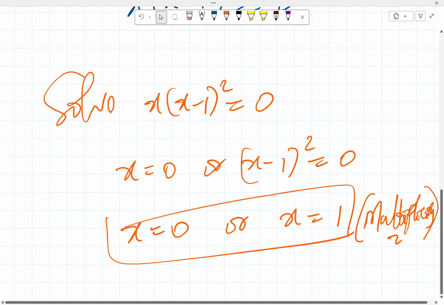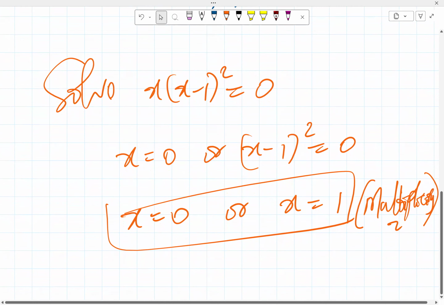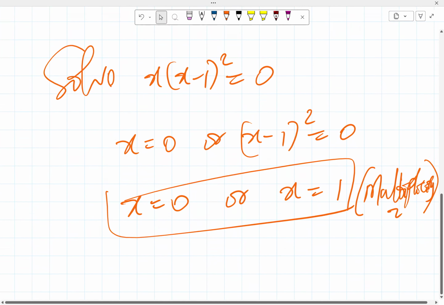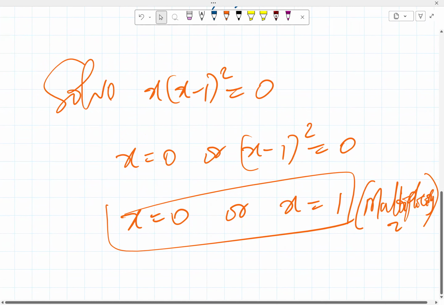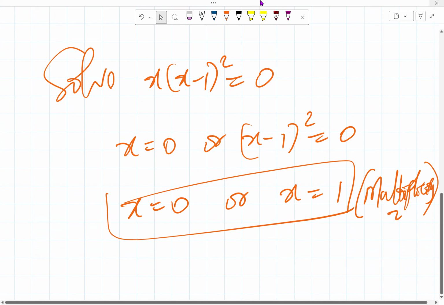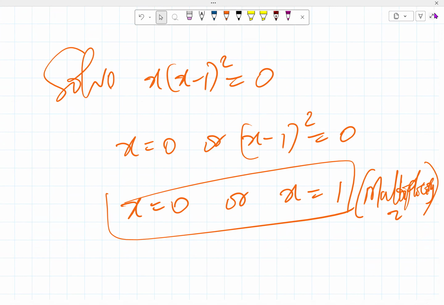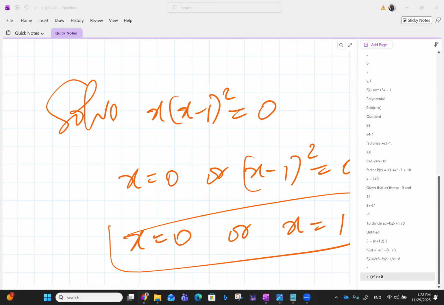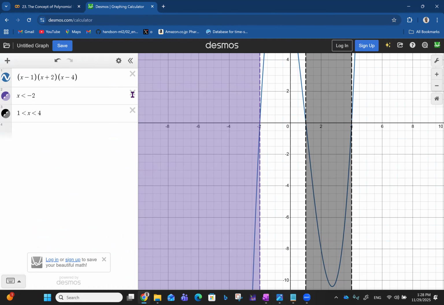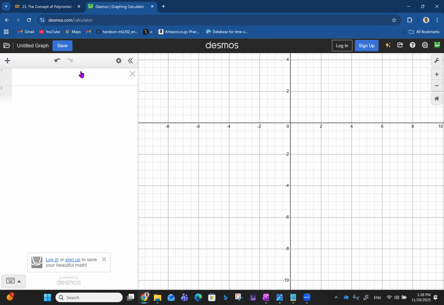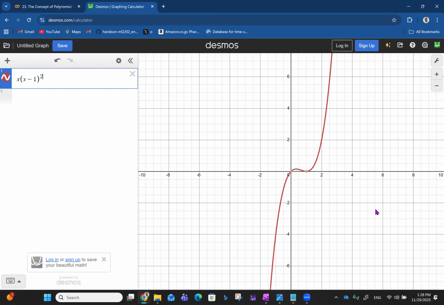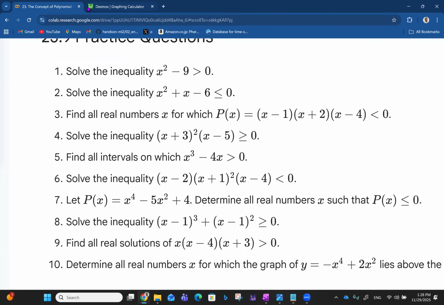So it is always good to have an idea of a sketch of this now. We already know how to sketch stuff, right? But the easier way is to just graph x into x minus 1 squared, so x into x minus 1 raised to power 2. So we have this right here. Now you see exactly where it is greater than or equal to 0.